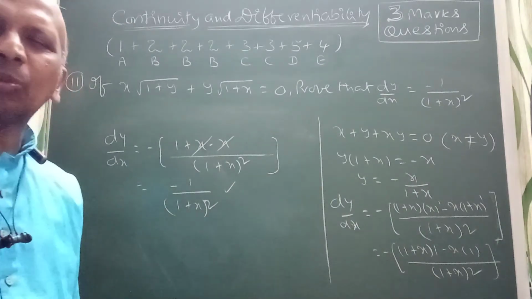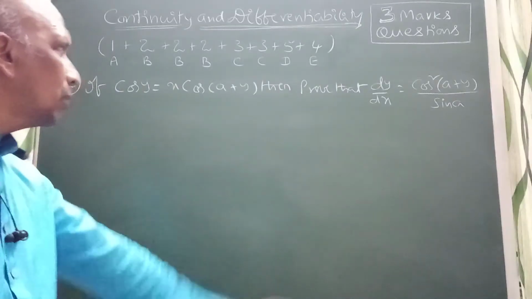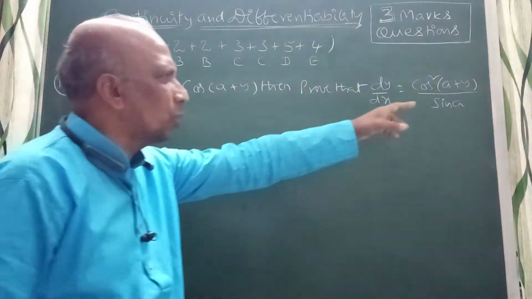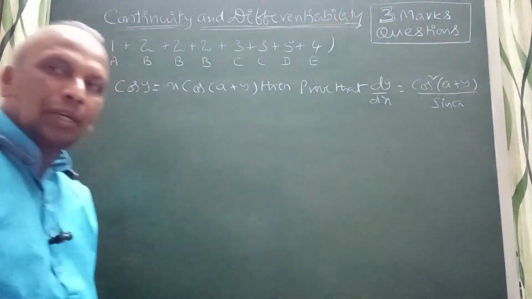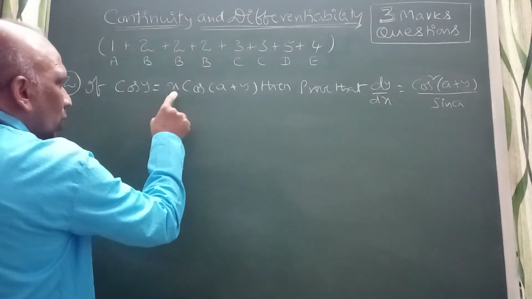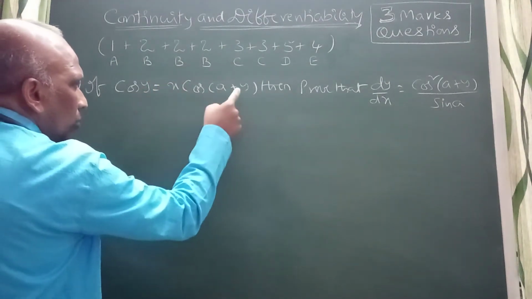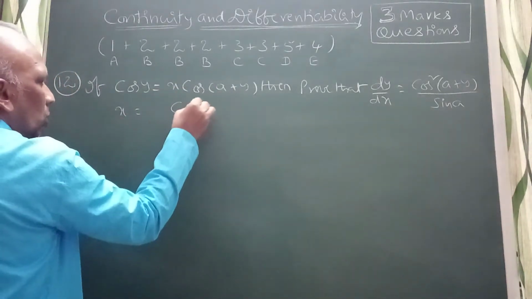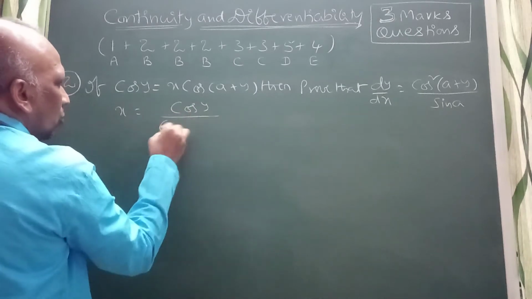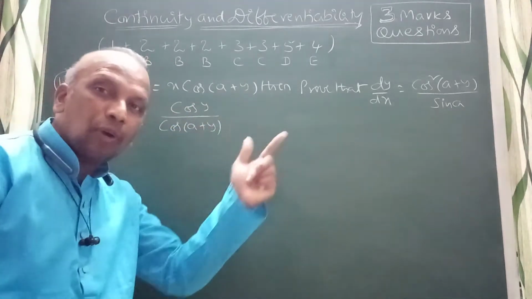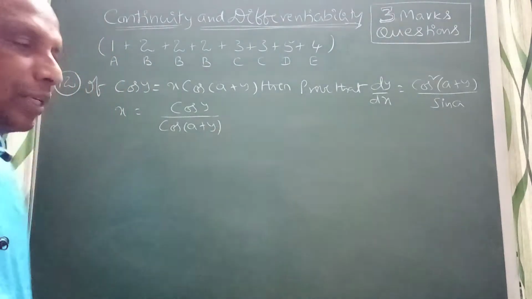Now I will explain the next problem. See, in this problem, they are given cos y equal to x cos of (a plus y). Then prove that dy by dx equal to cos square of (a plus y) by sin a. In this problem I have only x in one variable, other two are in terms of y. From this I can write x is equal to cos y by cos of (a plus y). So this is x in terms of y. Then I will find dx by dy.